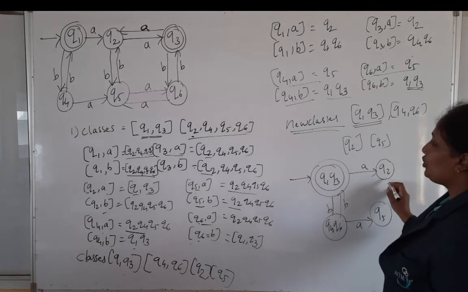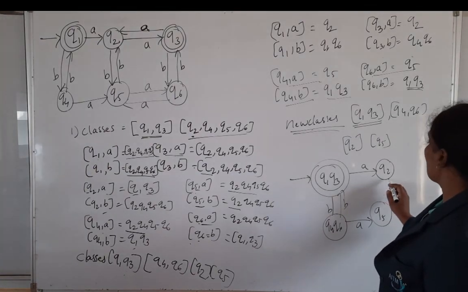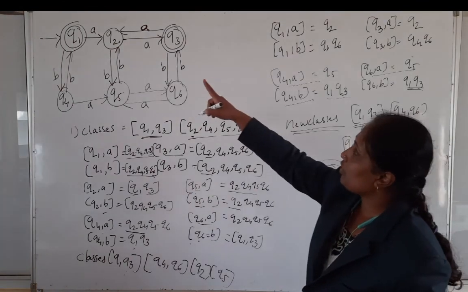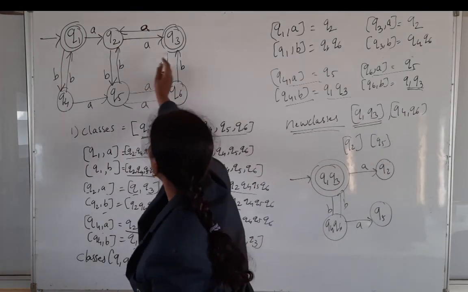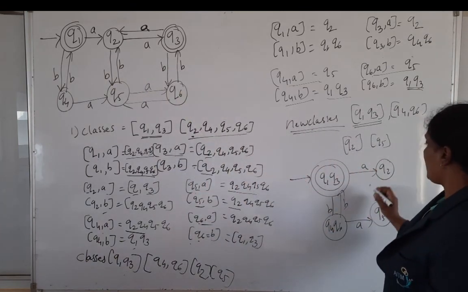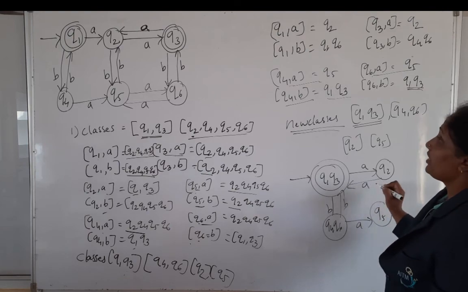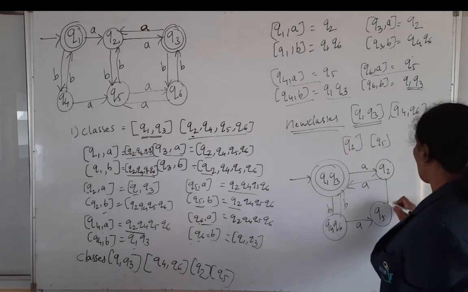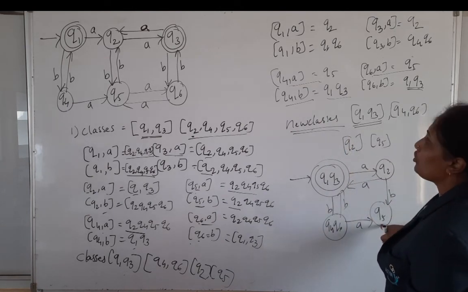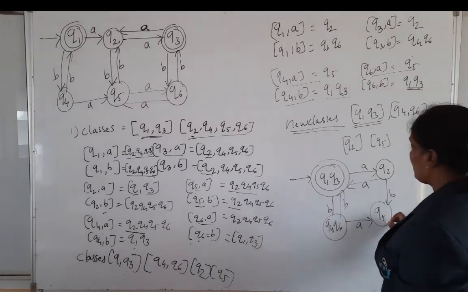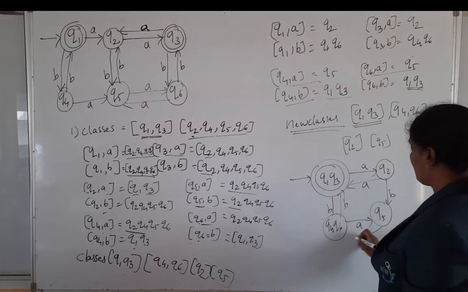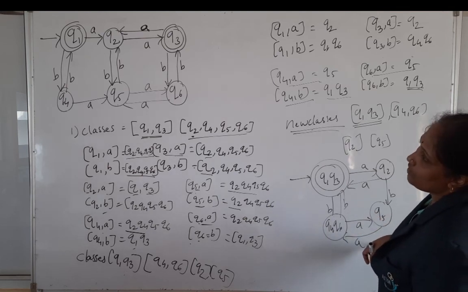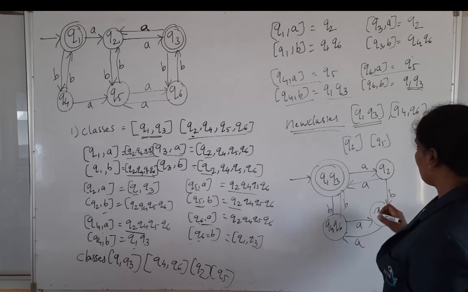Next, Q2 of A, where I reach to a Q3. Next, Q2 of B, where I reach to a Q5. So I will show that transition here. Next, Q5 of A, where I reach to a Q6. Q5 of B, where I reach to a Q2.